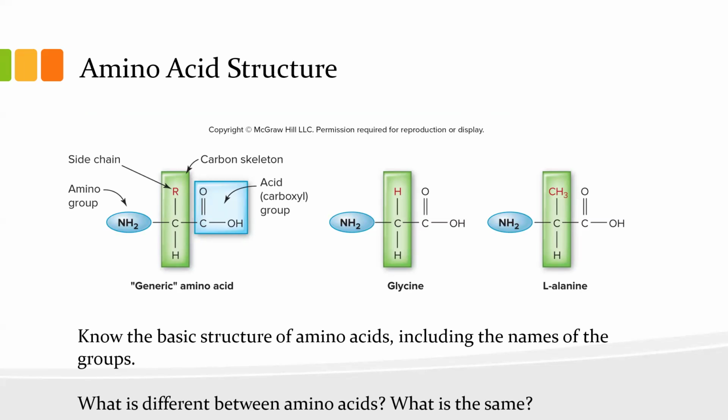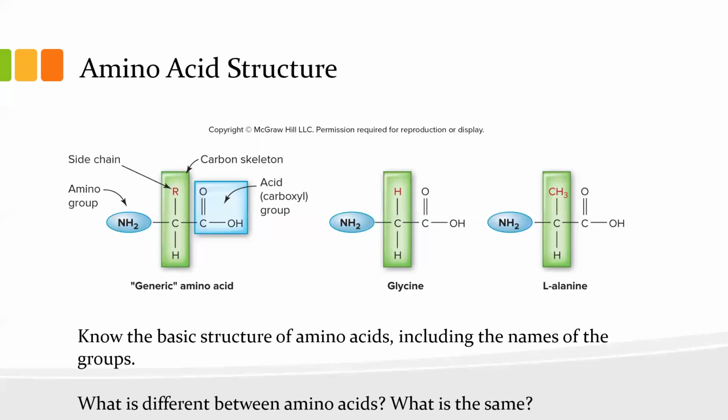So if you look in the green boxes there, you can see that they have a central carbon atom. That carbon atom is bound to a hydrogen and then two blue groups. The one on the left is called the amino group, and the amino group is an NH2 group. And then on the other side, they've got the carboxyl group or the carboxylic acid. And this is where you get the name amino acid.